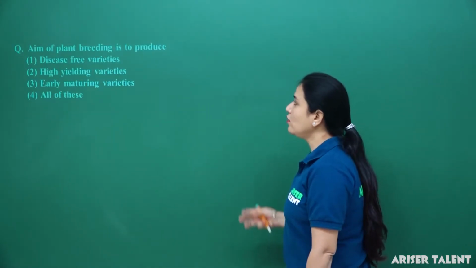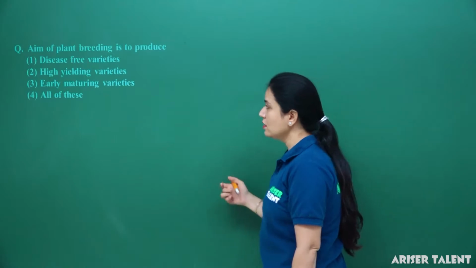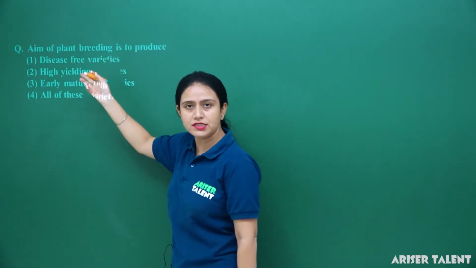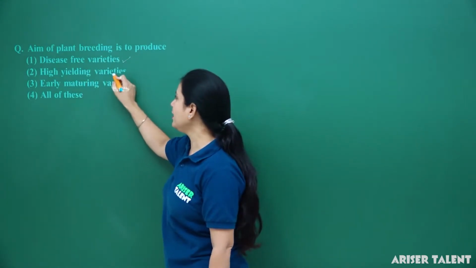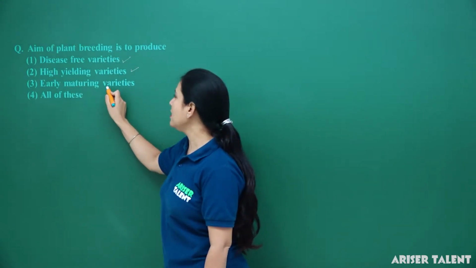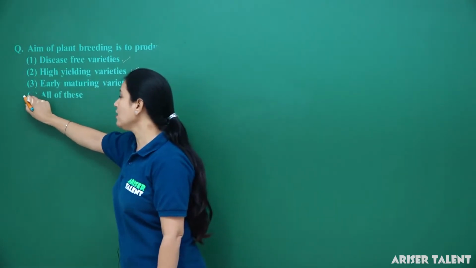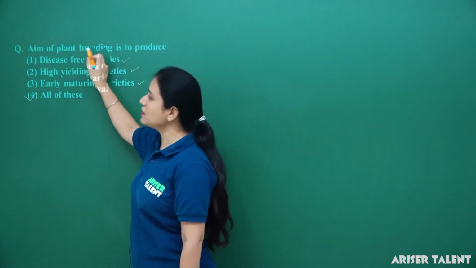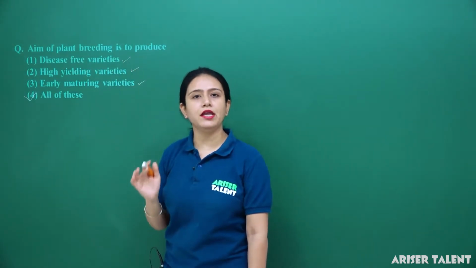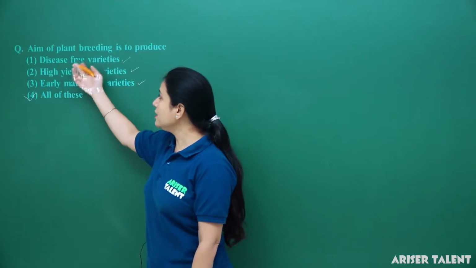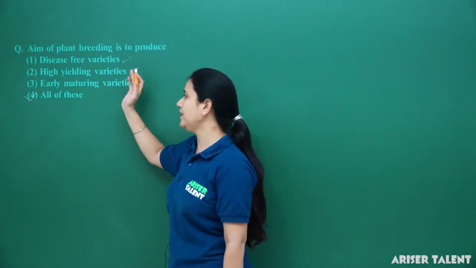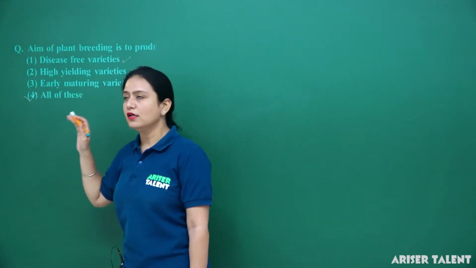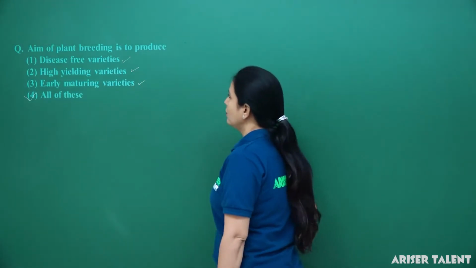Next is, the aim of plant breeding is to produce. Why is plant breeding done? Disease-free varieties, yes. High-yielding varieties, yes. Early maturing varieties, yes. Thus, we can say we want all these characteristics. This is the reason we do plant breeding. So the aim of plant breeding is to get disease-free varieties, high-yielding varieties and early maturing varieties. So, option 4, all of these, is the correct option for the given statement.